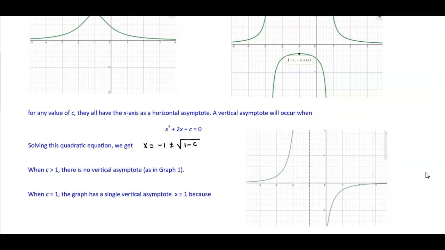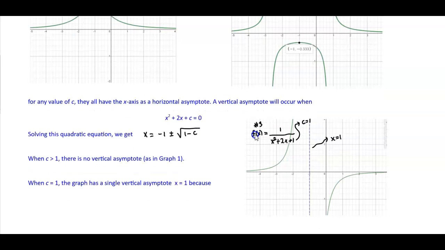This is the graph, and we'll just call this number 3, where f of x is equal to 1 over x squared plus 2x plus 1, so this is where c is equal to 1. We can see that we get this vertical asymptote at x is equal to 1. And the reason is because if we want to find the limit, not 1, I'm sorry, it's negative 1.